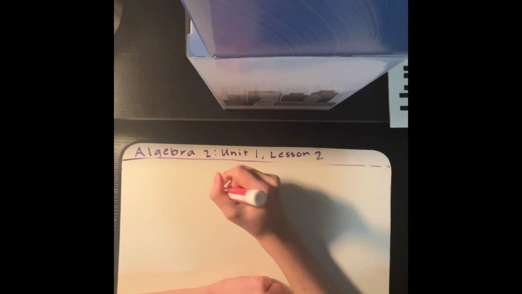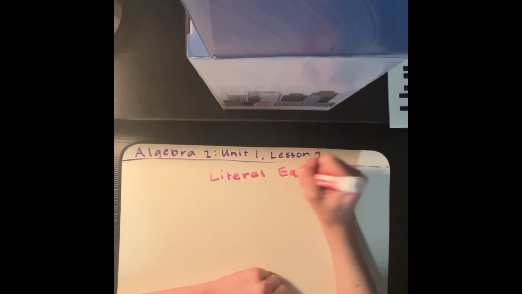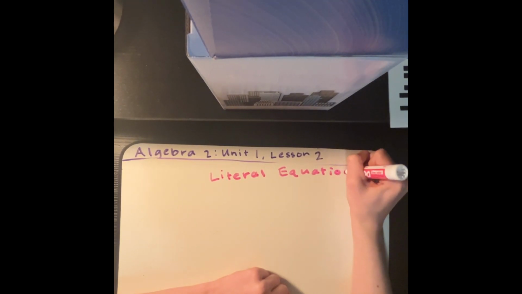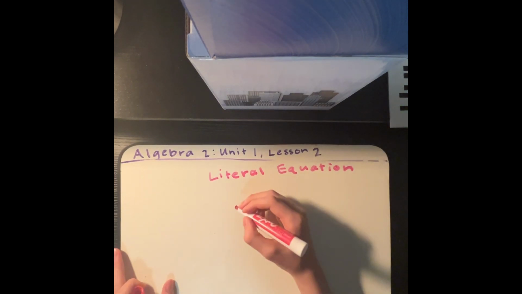Okay, this is Unit 1, Lesson 2. Today we're going to be talking about literal equations, as well as interval notation and graphing inequalities, and just solving plain inequalities. So the first thing I want to cover is literal equations. A literal equation is basically an equation with multiple variables. If you watched the last video, you know that expressions can have multiple variables, and those are multivariable expressions. Well, the same thing can happen with equations, with literal equations. So a literal equation just has multiple variables.